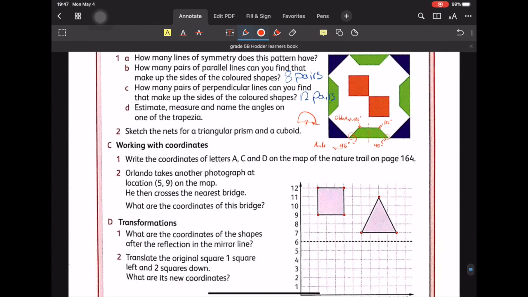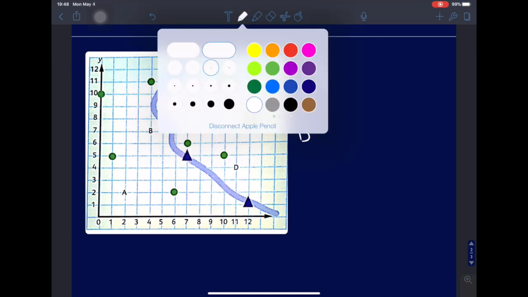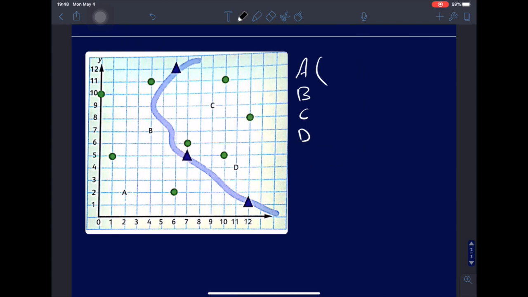Part C. Write the coordinates of the letters A, C, and D on the map of the nature trail on page 164. Okay, so I hopefully included this in advance. Yes. So about the coordinates of points A, B, C, and D, let me point them out so that you could see. Okay, so A is here, B is here, C is here, and D is there.